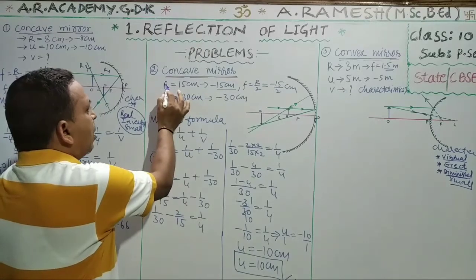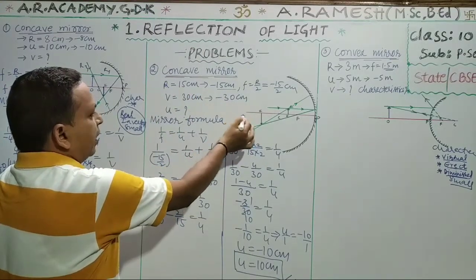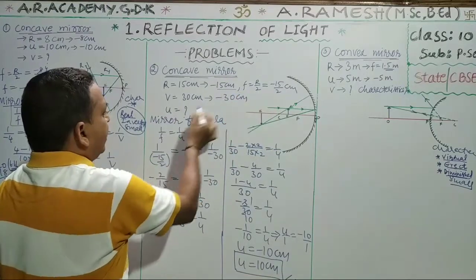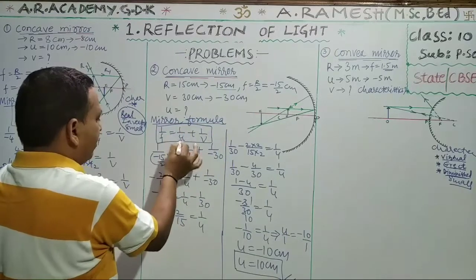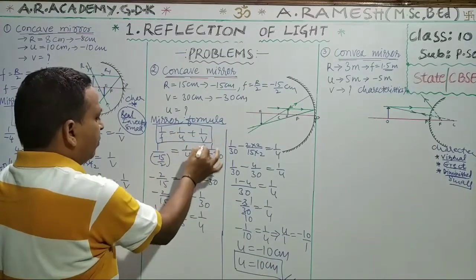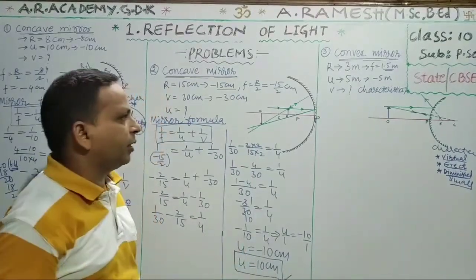This we have to understand from this problem. What did he give? R he gave. We changed the signs according to the rules, and we calculated f, and by using the mirror formula, 1 by f is equal to 1 by u plus 1 by v, we calculated the object distance. How much did we get? 10 centimeters.